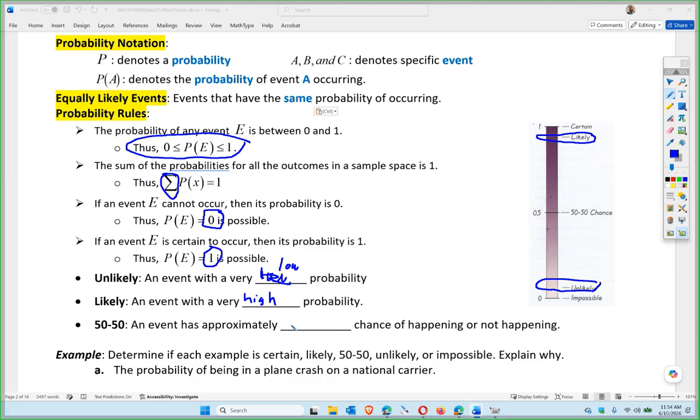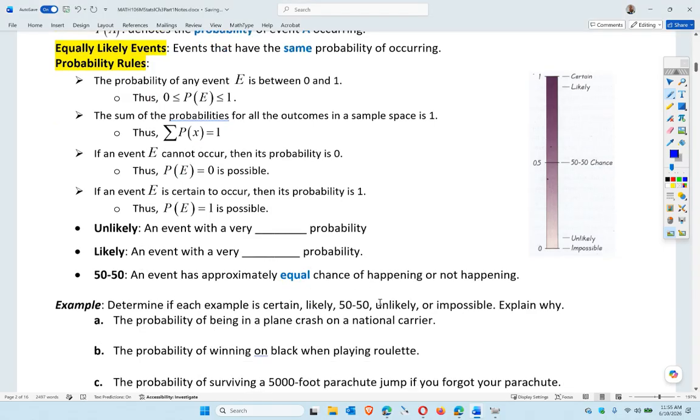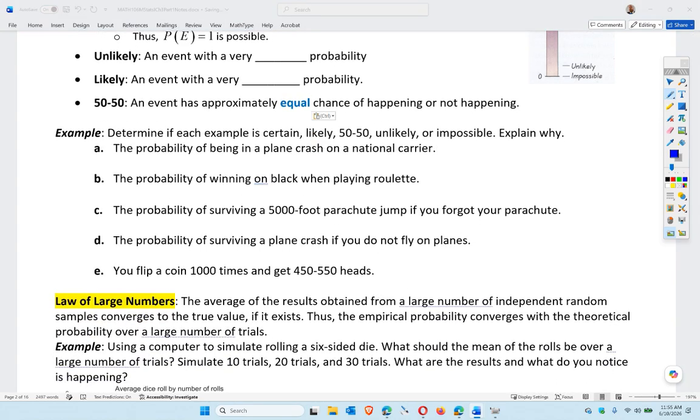And if they are approximately equal, right? Then it's 50-50. So if it's approximately equal, it's 50-50. Does it have to be exactly? No. But again, these are all just basic terminology. Okay, so let's take a look here.